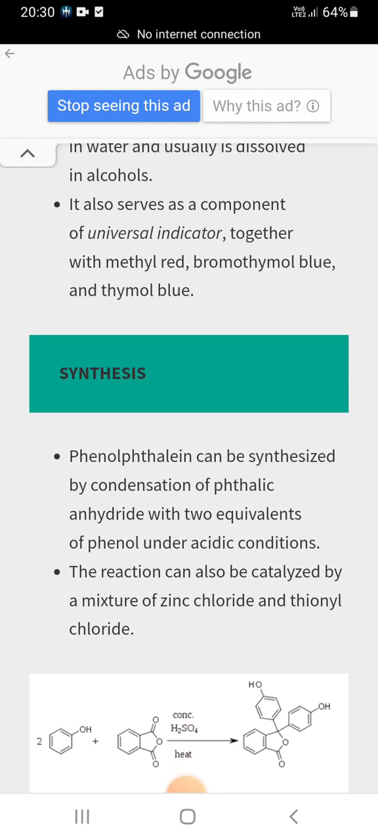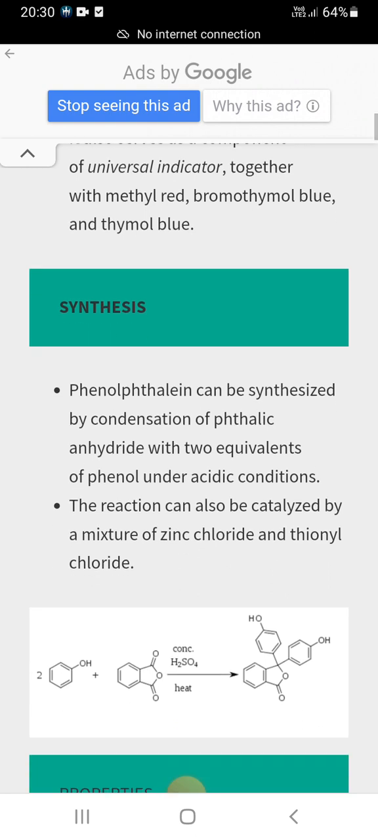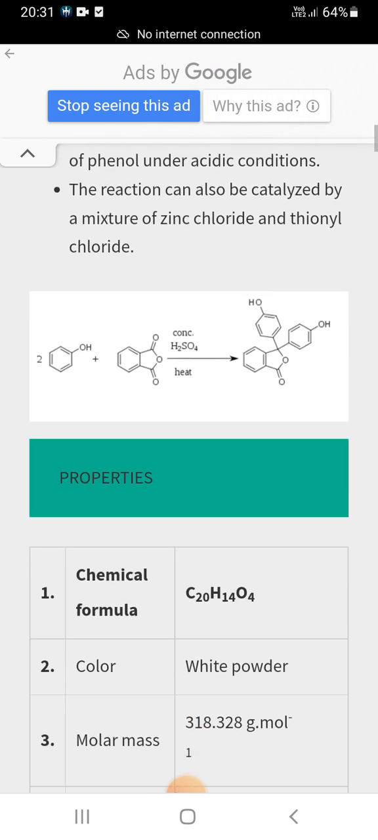Phenolphthalein can be synthesized in the laboratory by the condensation of phthalic anhydride with 2 equivalents of phenol, that is, 2 molecules of phenol plus phthalic anhydride under acidic conditions, meaning the use of sulfuric acid. The reaction can be catalyzed by a mixture of zinc chloride and thionyl chloride.